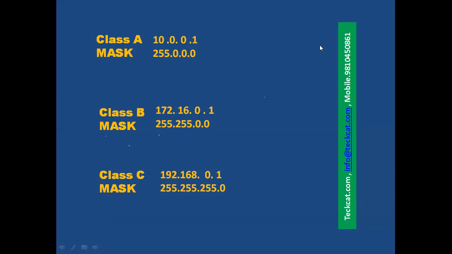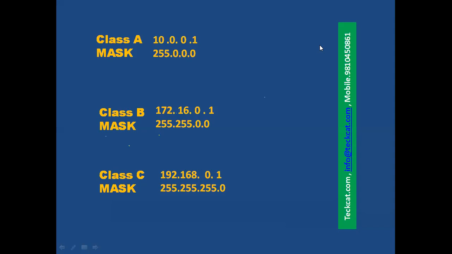And when you assign a class C IP address in any device, whether router or computer or anywhere, the mask will be 255.255.255.0. So my question is, why? What is the subnet mask telling you here?